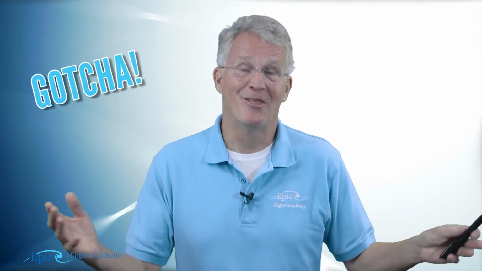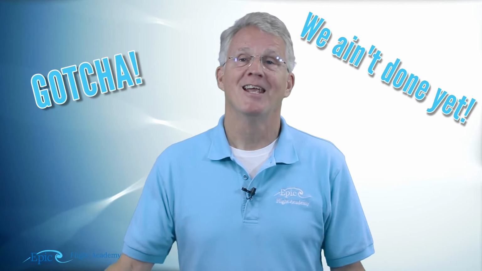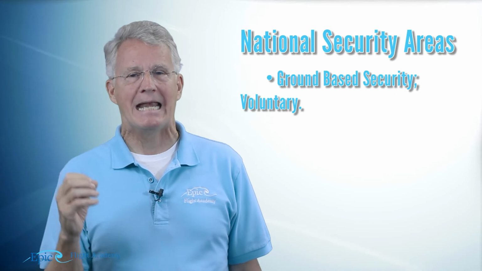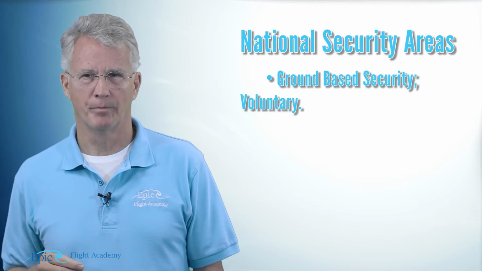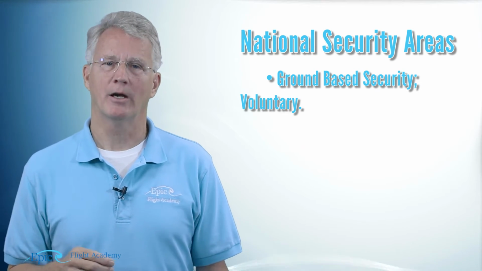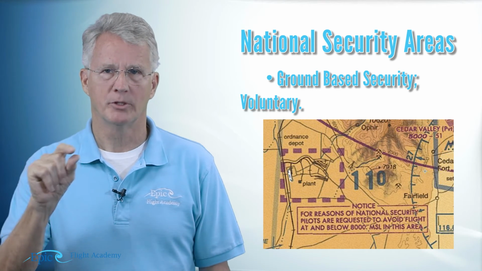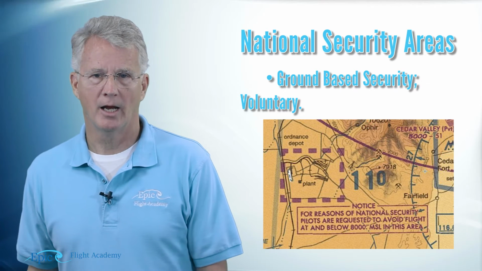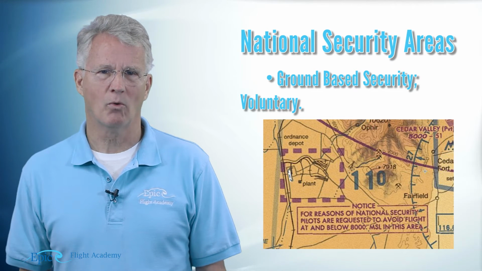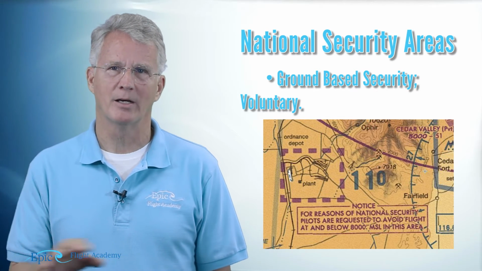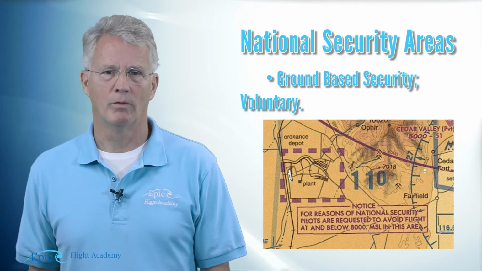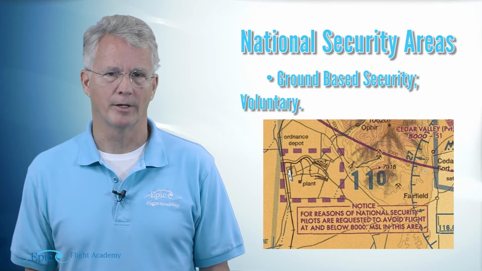So, that's not all, folks. There is more special use airspace. Again, look at our online course, review this in the AIM Chapter 3. Another one is national security areas. National security areas are clearly marked on the chart by a thick magenta dashed line, and it's requested that pilots do not fly over a national security area.